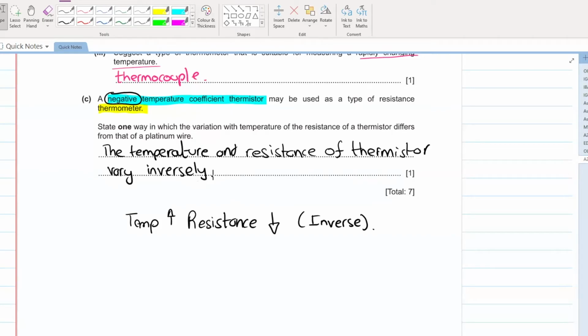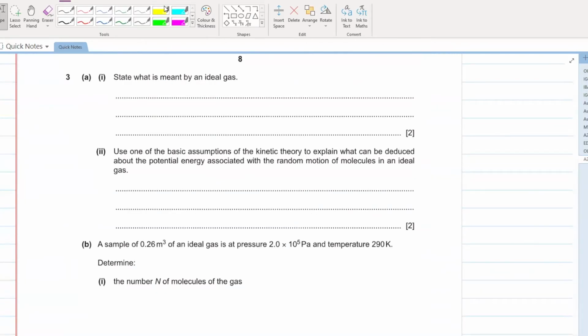Is everything clear? Sir, is my reason correct? Temperature increases, resistance increases. You can say that. State what is meant by an ideal gas. What is meant by an ideal gas? Any gas that follows the equation PV = nRT for all values of pressure, volume, and temperature is known as an ideal gas.